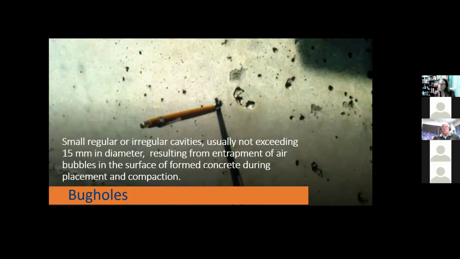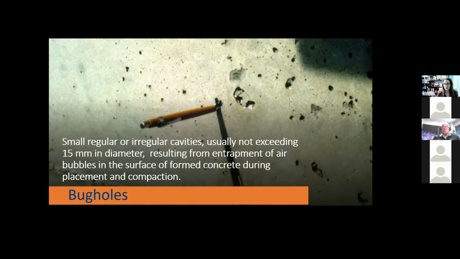I mentioned blisters earlier. This is an example of what a blister would do on the surface of formed concrete. We call these bug holes. Whether there's bugs in them or not is very rare. It's usually just trapped air. And those cavities are small and typically form while you're placing your concrete and it's being consolidated.